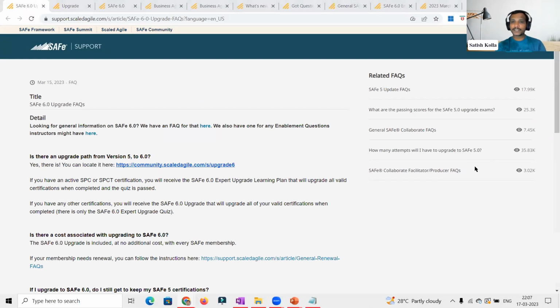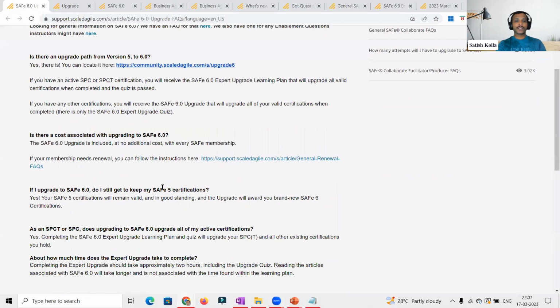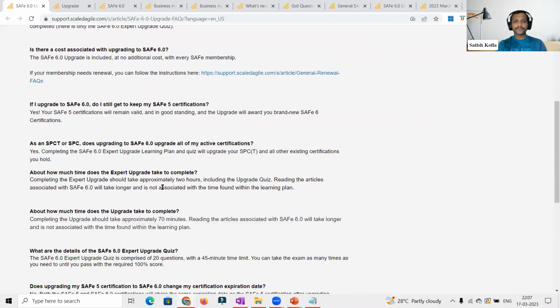And Subbu, yes, the score we need to get is 100% for the upgrade from version 5 to 6. And as they mentioned, the expert upgrade quiz is only for SPCs or SPCTs. Otherwise, other certification holders still need to go through the course content for the upgrade. That's when you will be automatically upgraded to version 6.